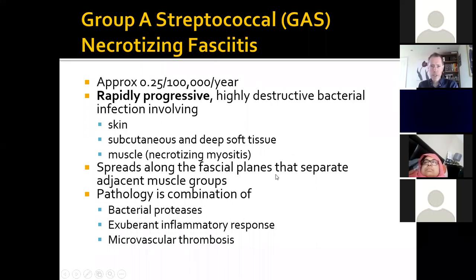The key feature is that it's really spreading along the fascial planes that separate the adjacent muscle groups, and the pathology is a combination of both proteases produced by the bacteria and direct damage caused by them, and also the host inflammatory response, along with clotting that's activated within the small vessels.